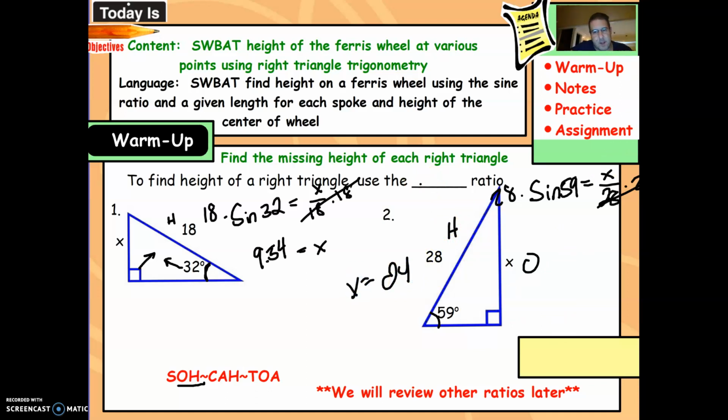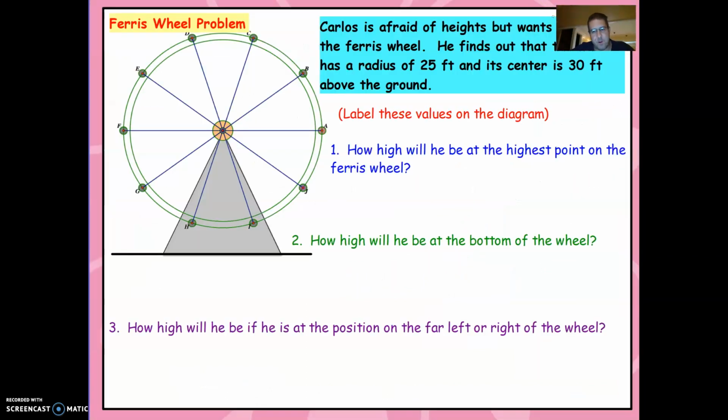All right, so that kind of gives you a little idea of what we're going to be doing in this video. Let me just move myself to a better place. So we have this Ferris wheel. We want to find out what the heights are, because Carlos is afraid of heights, and he wants to know what the heights are at all of these positions.